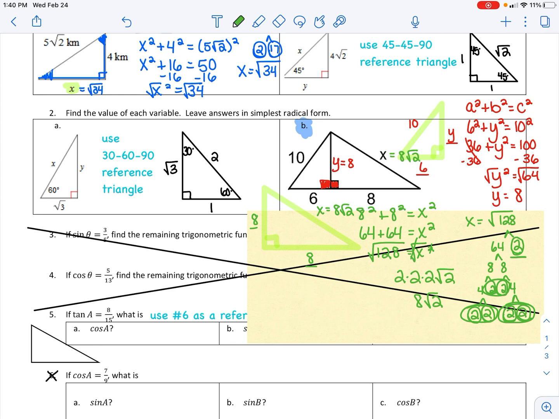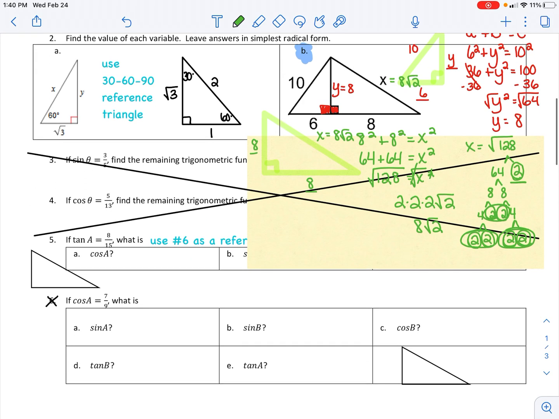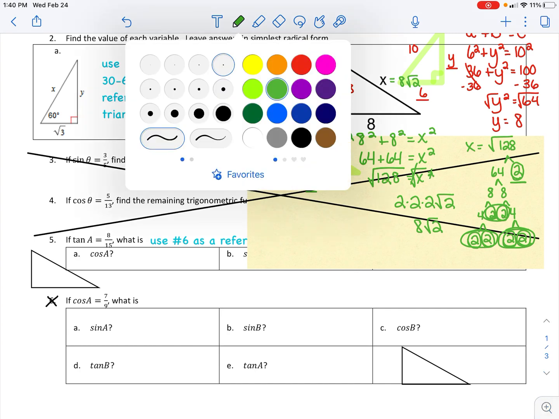For number 5, that's another one that I want you to do on your own. Please use number 6 as a reference. We did number 6 in class, and so that one is very similar, and I think you should use that as a reference to complete number 5.